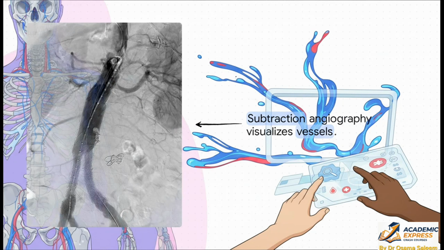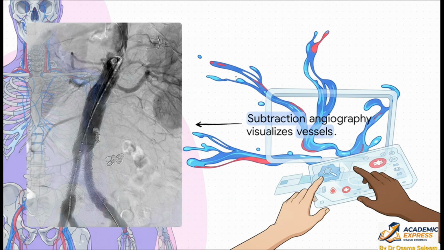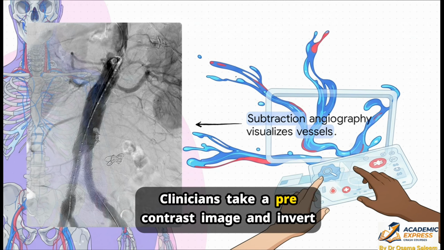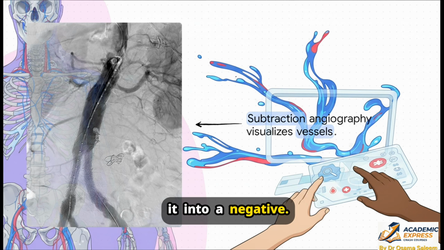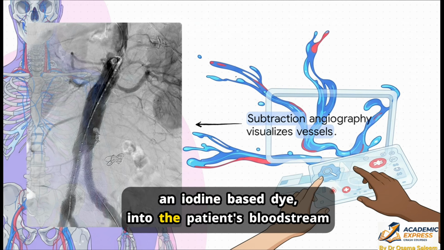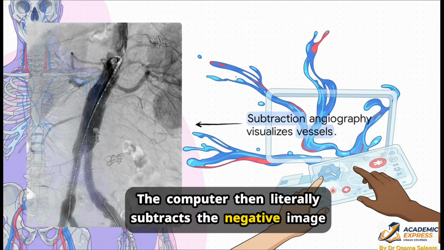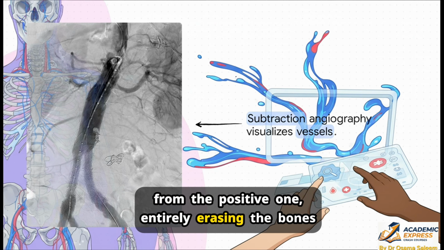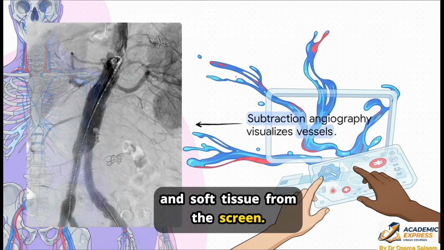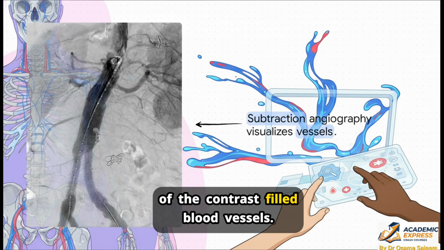But here's a problem. What if bones and soft tissue are completely blocking your view of a specific blood vessel? Well, enter subtraction angiography. This is just a marvel of modern mapping. Here's how it works. Clinicians take a pre-contrast image and invert it into a negative. Then they inject a safe contrast agent, like an iodine-based dye, into the patient's bloodstream and take a second image. The computer then literally subtracts the negative image from the positive one, entirely erasing the bones and soft tissue from the screen. What remains is this solitary, absolutely flawless map of the contrast-filled blood vessels.